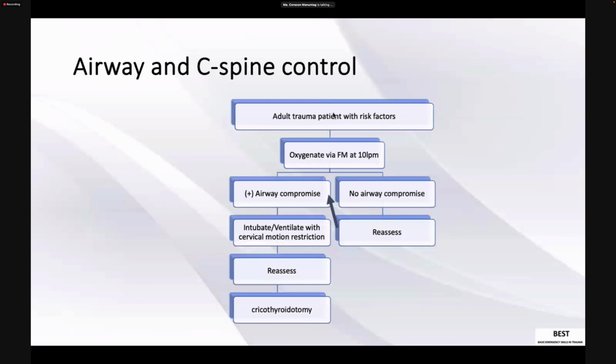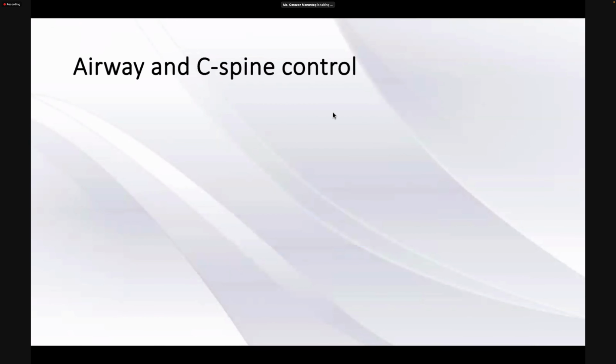If we really cannot ventilate or clear the airway, go to a cricothyroidotomy. If there's no airway compromise, you just repeatedly reassess the patient.